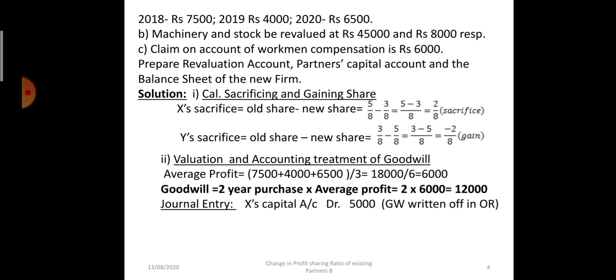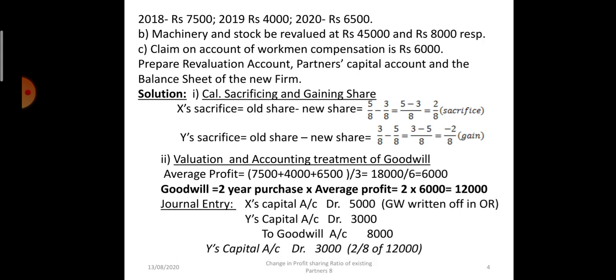Now the journal entry. First, the goodwill appearing in the balance sheet will be written off. So X capital account debit 5,000, Y capital account debit 3,000 in the old ratio, to goodwill account 8,000 rupees. The old goodwill appearing in the balance sheet is written off among the old partners in old ratio. Then for the new goodwill, the gaining partner will compensate the sacrificing partner. So the entry is Y's capital account debit to X's capital account, 1/4 of 12,000 rupees, which is 3,000 rupees. These are the two entries. Make a correction here: while calculating average profit it's written 18/6, so it should be 18/3.